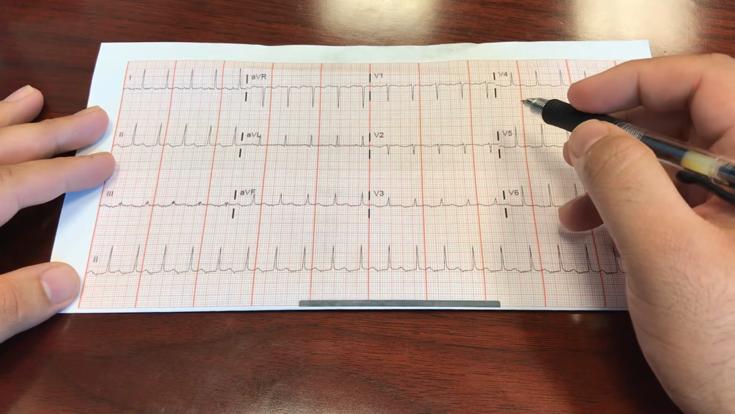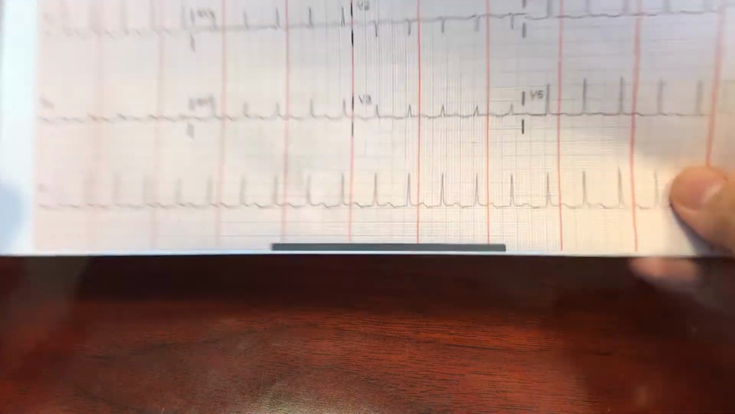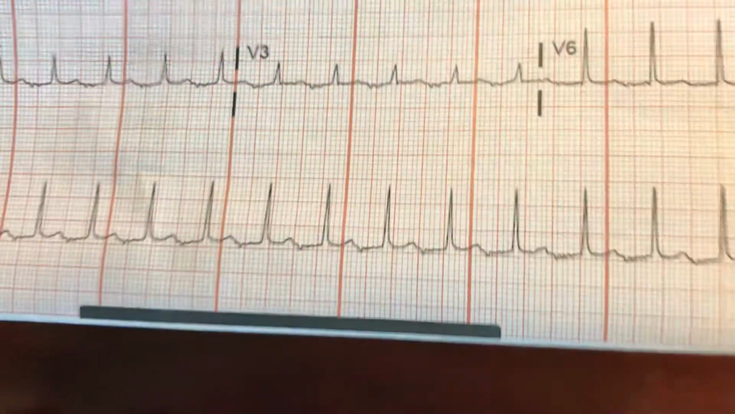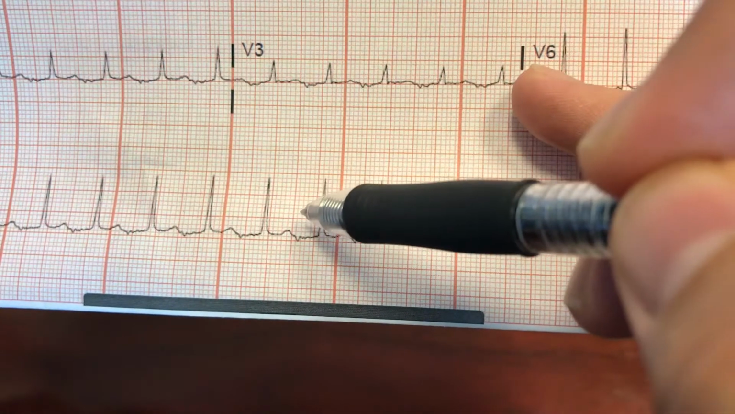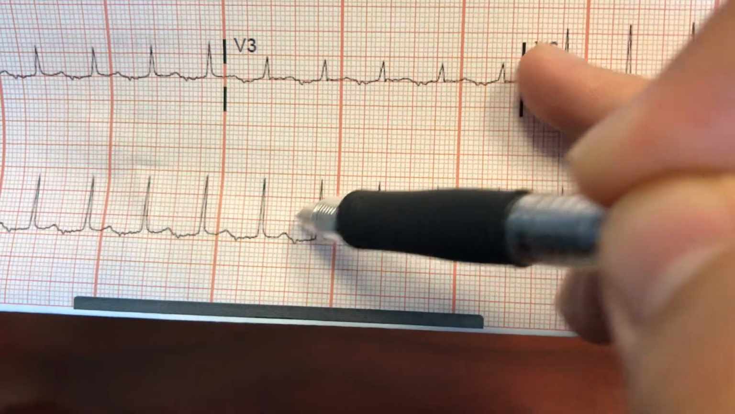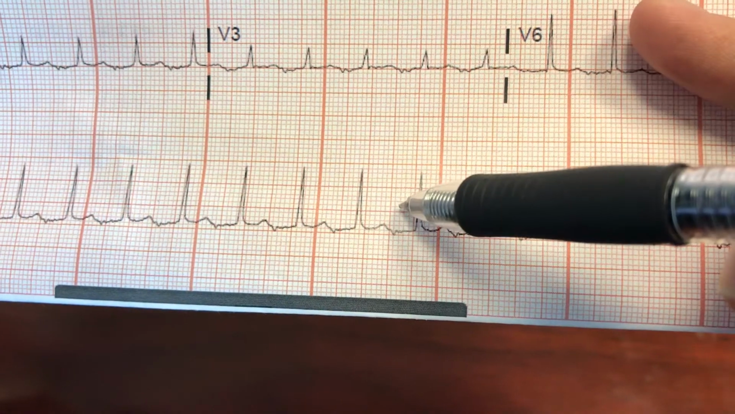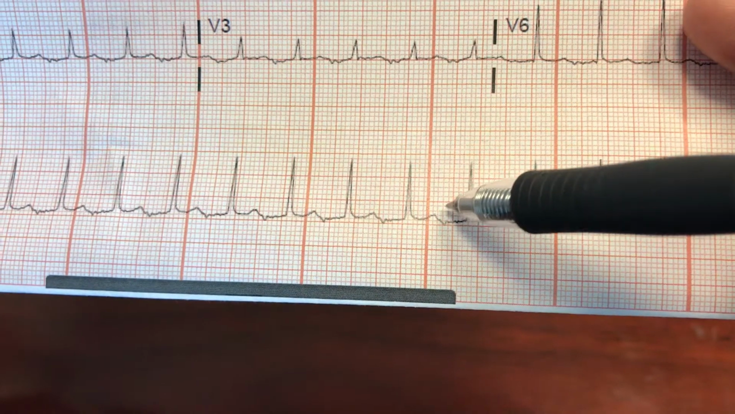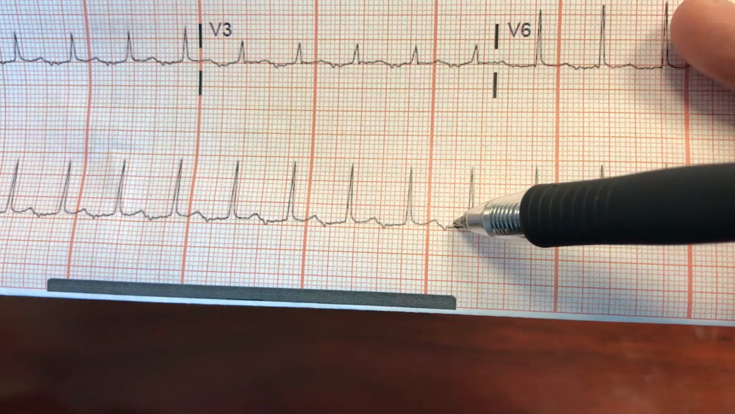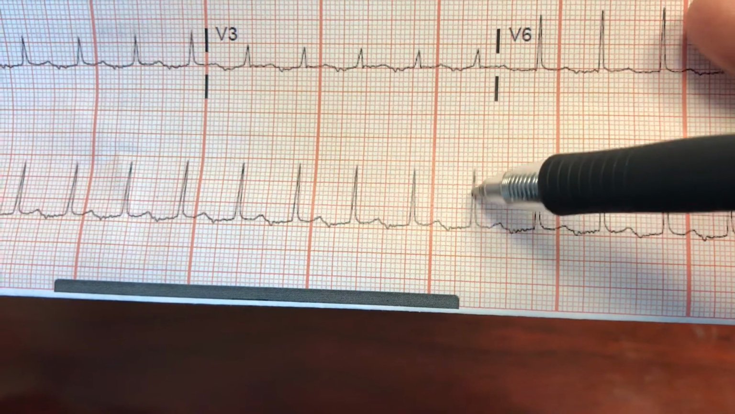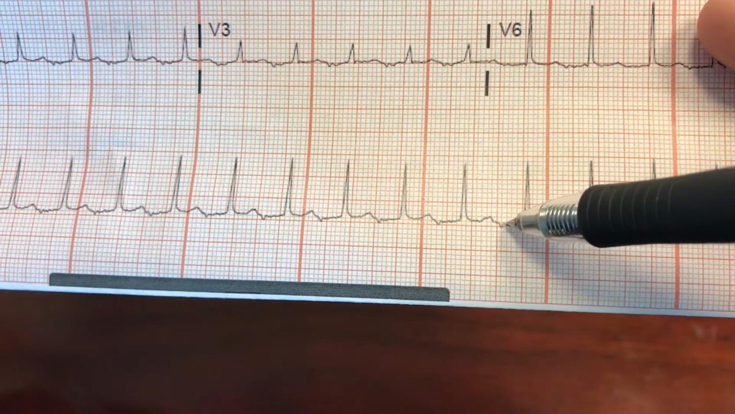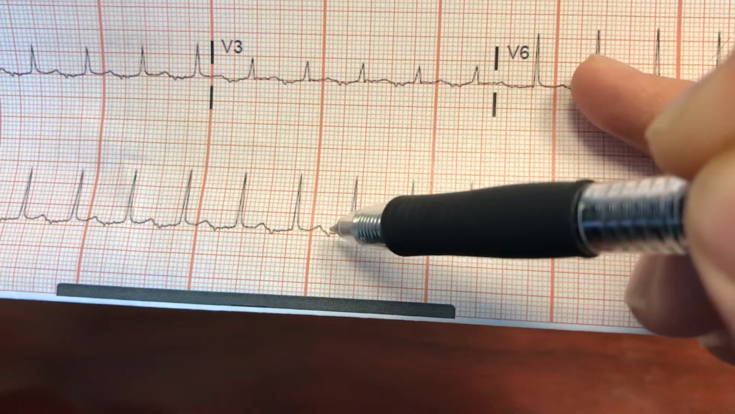Then looking for rhythm, you're going to look for P waves. As a lot of people pointed out, there are P waves here. If you look, they're spaced out evenly, and there is a gap between the P wave and the actual QRS complex, and that gap is not changing. So the PR interval is increased.